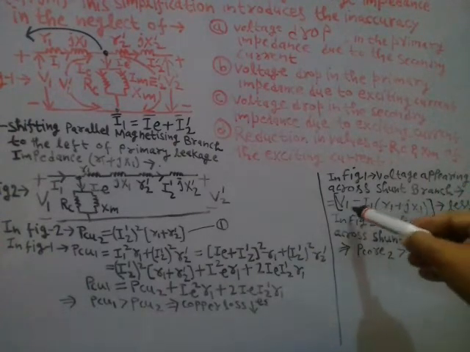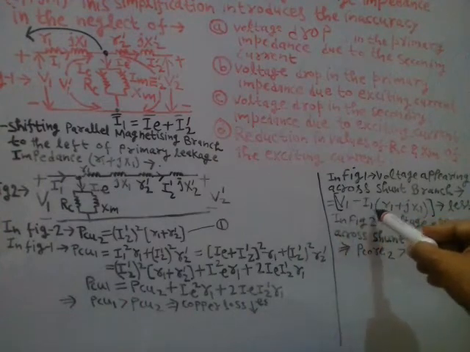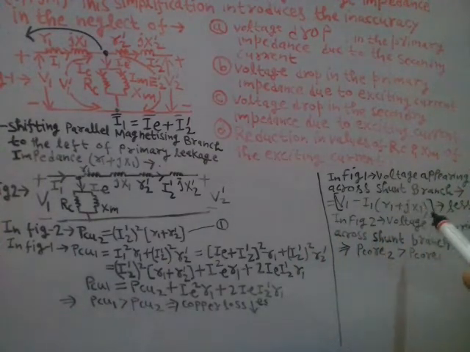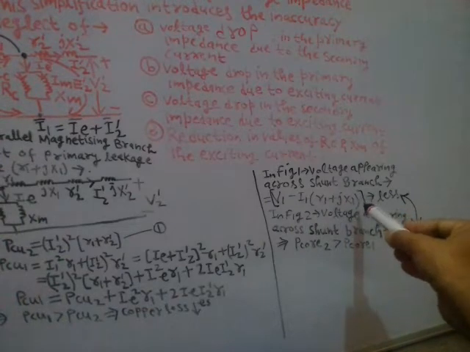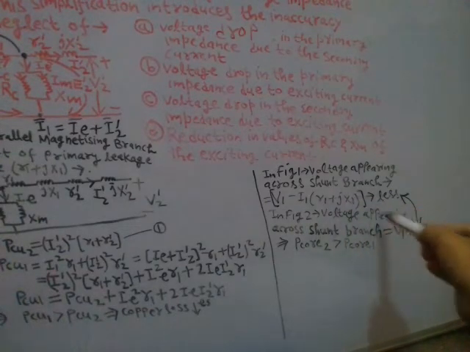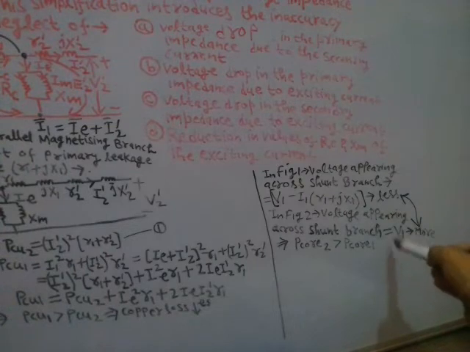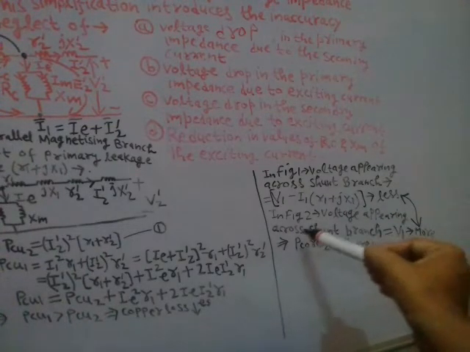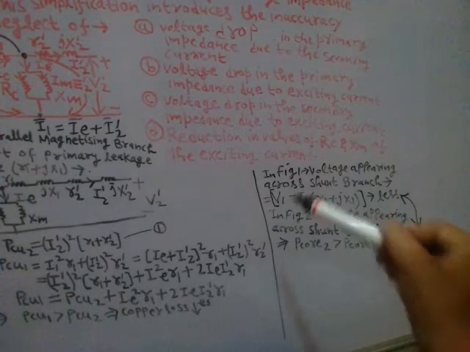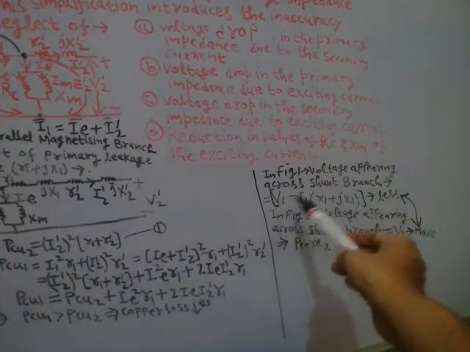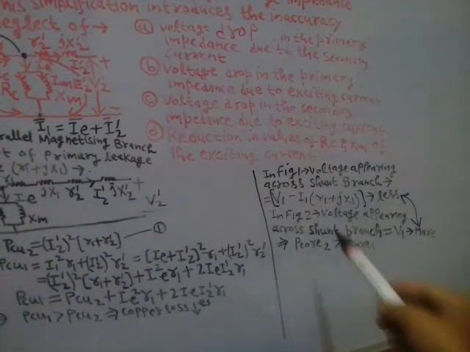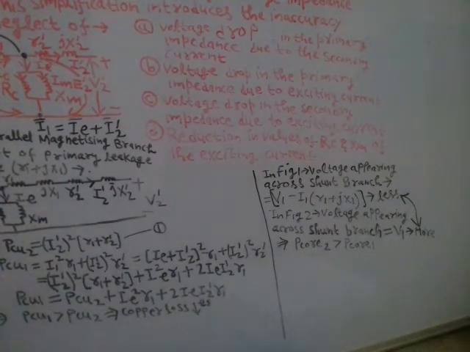So you just compare. This is V1 minus I1 into R1 plus jX1, and this is V1. So which one is more? Obviously this V1 is more. That means the voltage appearing across the shunt branch in figure number 2 will be more than V1 minus I1 in bracket R1 plus jX1, which is the voltage appearing across the shunt branch in figure number 1.